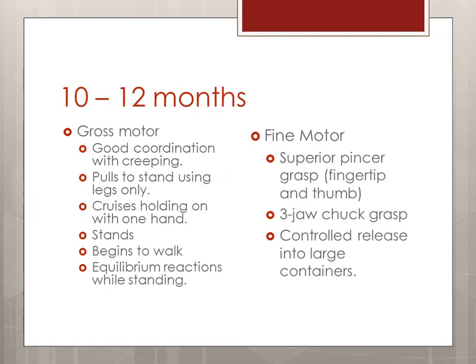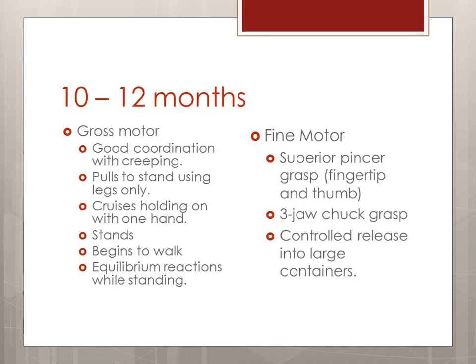For 10 to 12 months, our gross motor skills are going to be good coordination with creeping. They're going to pull to stand using their legs only. They'll be able to cruise holding on with one hand, so that's kind of cruising around the room, that supported walking. They'll be able to stand independently. We may see some kiddos that begin to walk at this age. And then they're also going to have those equilibrium reactions that are developing while they're standing. So those protective reactions, keeping their head in midline.